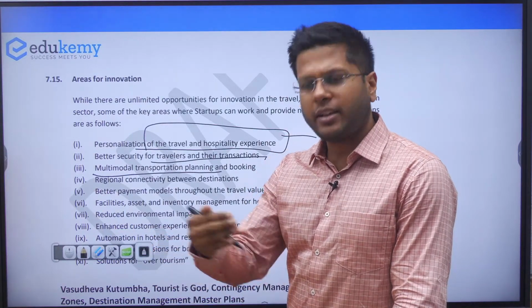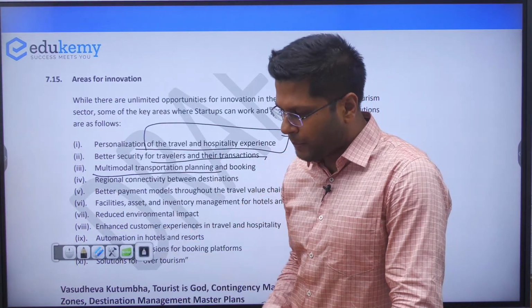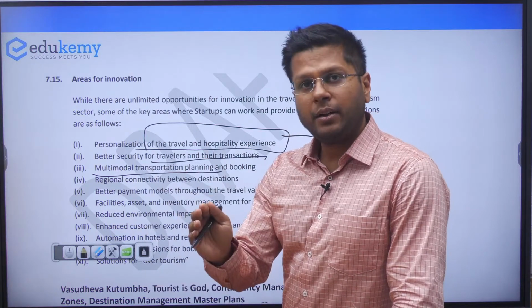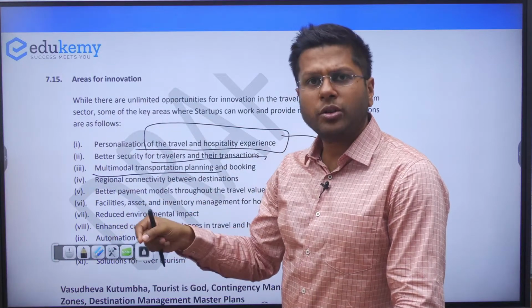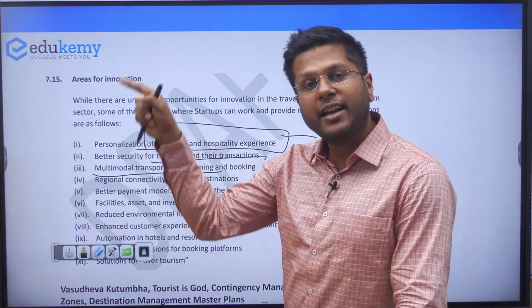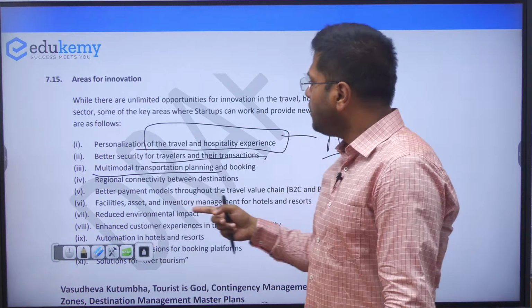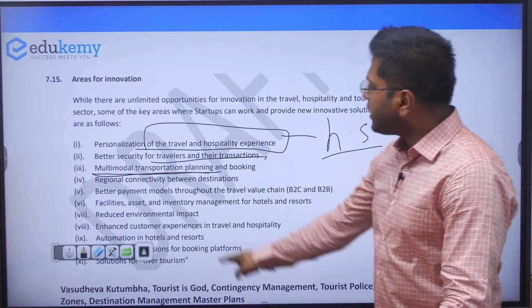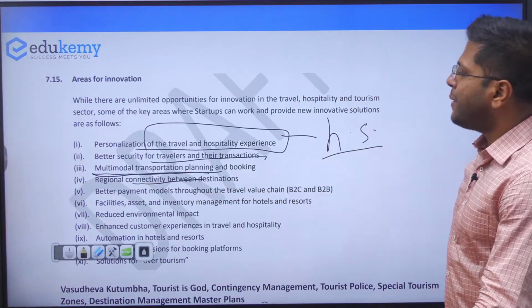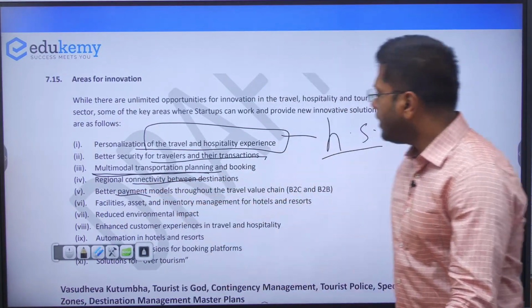If there is no train journey ahead of Darjeeling, I go from here to Bagdogra by flight. From Bagdogra to Darjeeling, I go by road, and from Darjeeling, I catch the toy train. That's beautiful. So multimodal transportation must be provided to people. Regional connectivity between destinations, better payment models.